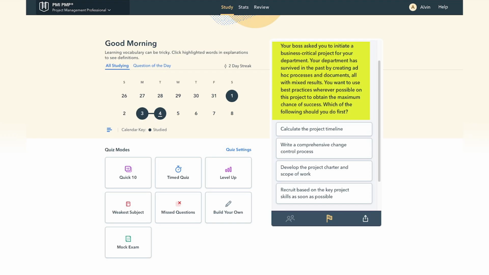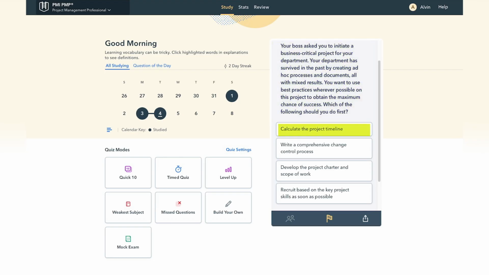Your boss asked you to initiate a business critical project for your department. Your department has survived in the past by creating ad hoc processes and documents, all with mixed results. You want to use best practices wherever possible on this project to obtain the maximum chance of success. Which of the following should you do first?